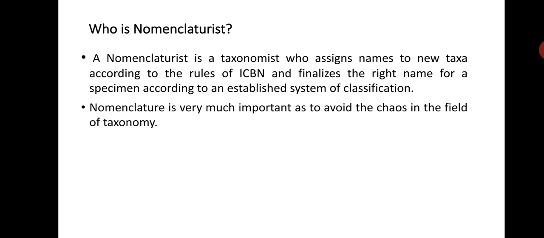The system of binomial nomenclature, which we'll be talking about later. So before that, let us know who is a nomenclaturist. A nomenclaturist is a taxonomist who assigns names to new taxa according to the rules of ICBN and finalizes the right name for a specimen according to an established system of classification. Why is nomenclature important? This nomenclature is important to avoid the chaos or confusion in the field of taxonomy.